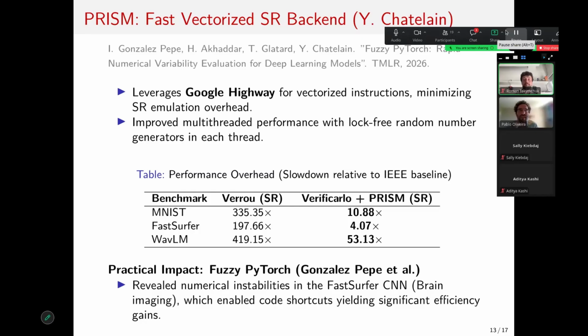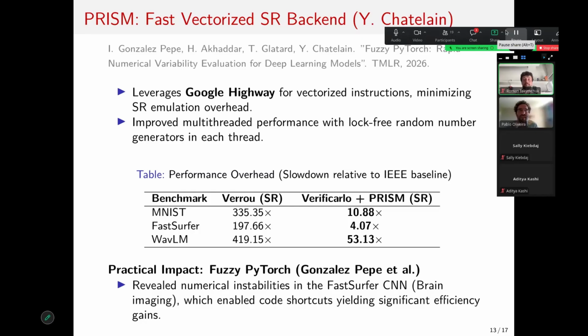And this can have practical impact. They showed that on FastSurfer, which is used for brain imaging, there were numerical instabilities. It was interesting because it was on a part that wasn't important for brain diagnostic. So they could actually enable code shortcuts, yielding efficiency gains. That's their work. So if you have any questions on that, you can write to Inés González Pepe, and I'm sure she will be very happy to explain the details.